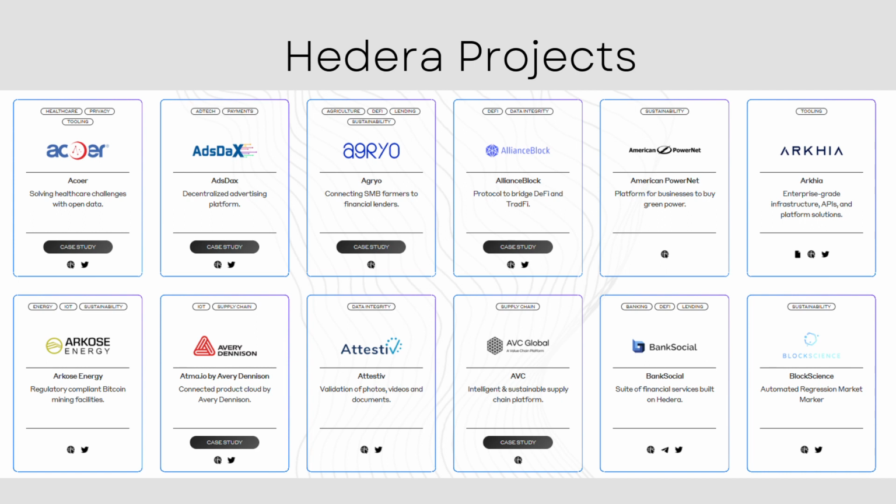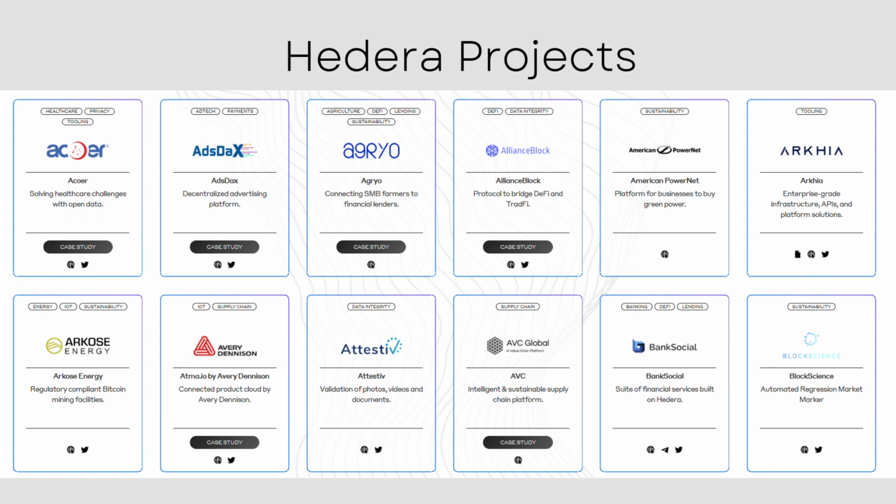Then we have Arcos Energy, which is regulatory compliant Bitcoin mining facilities. Then Avery Dennison, that is connected product cloud by Avery Dennison. So it's based on cloud product and all. Then Attestiv, validation of photos and videos and documents. Then AVC Global, intelligent and sustainable supply chain platform. Bank Social, suited for financial services built on Hedera. And finally, BlockScience, automated regression marker.